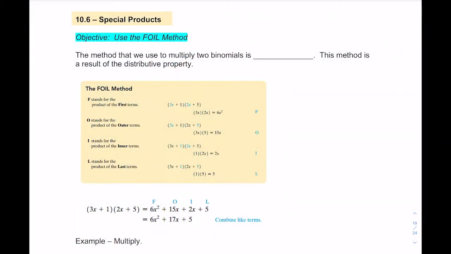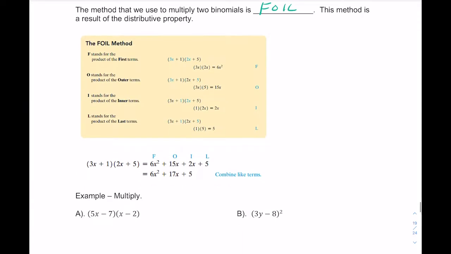Hi everyone. In the last lecture, we looked at how to multiply expressions using the FOIL method. And if you'll recall, the FOIL method was used to multiply two binomials together. And it stands for first, outer, inner, and last. So if we take two binomials and we try to multiply them, we can FOIL it.